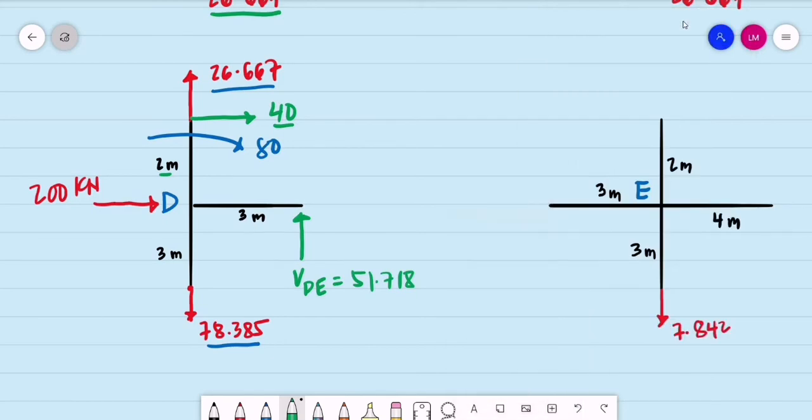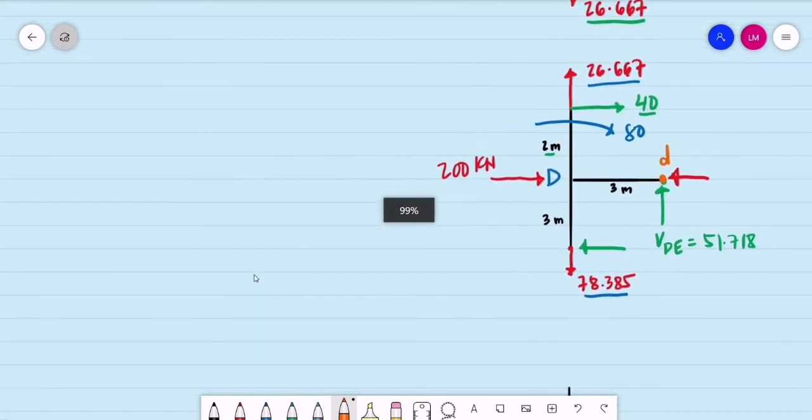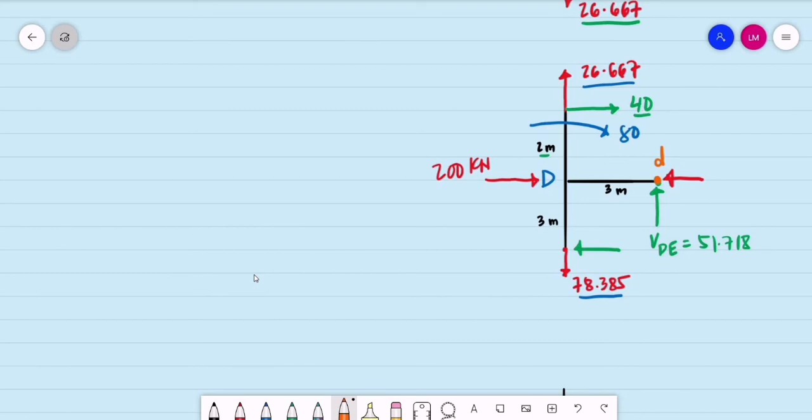51.718 kilonewtons. So what about the axial force? This axial force, we can have it by summation of forces horizontal, but we don't have yet the shear for this column. So first we do the summation of moment about this joint or about this inflection point. What is the name of this inflection point a while ago? I think this is the inflection point D. So we have to do summation of moment about this inflection point D to compute for the shear, this is for the shear for column AD.